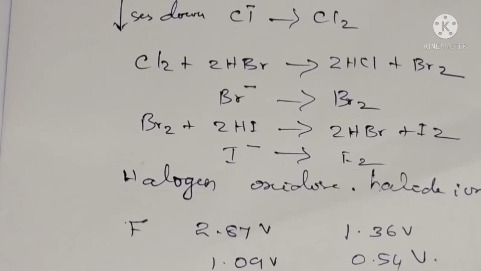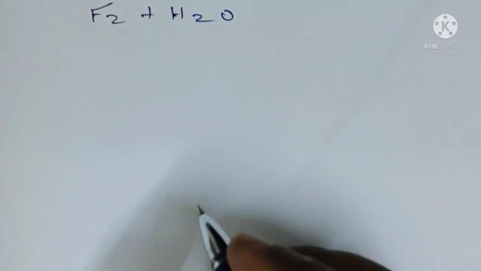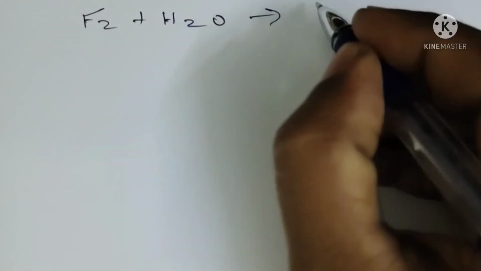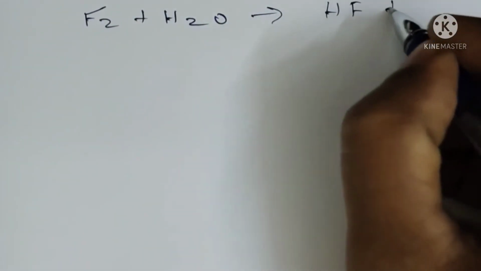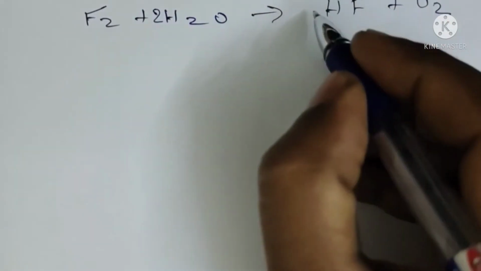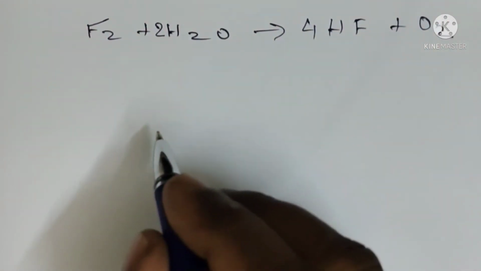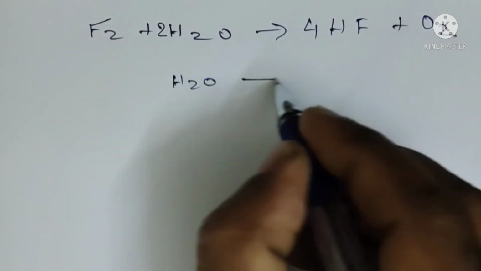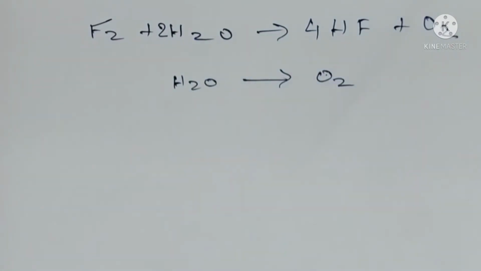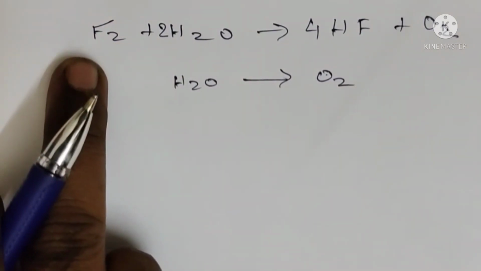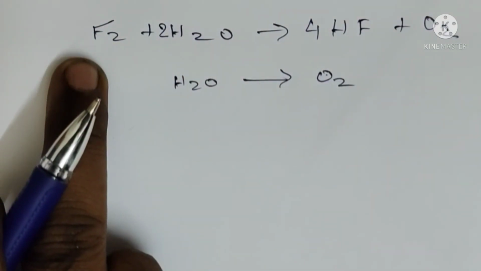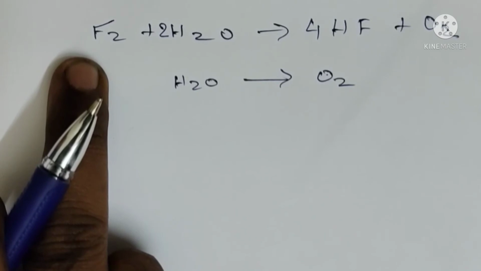It is also understood from the reaction of halogens with water. Fluorine reacts with water, we are getting hydrogen fluoride plus oxygen, 2H2O, 4HF. In this reaction, water gets oxidized to oxygen by fluorine. So fluorine here acts as an oxidizing agent.